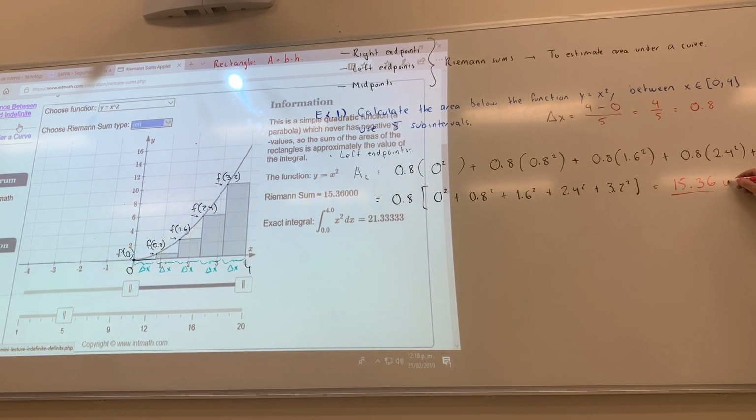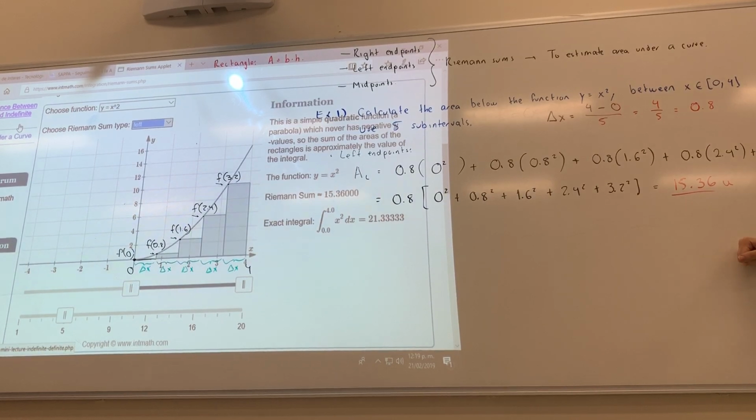15.36 U. Why U? It means units. Units of what? Units of area. Okay? Is that the real area? No. It's an estimation for the area using the left endpoints in the Riemann sums.